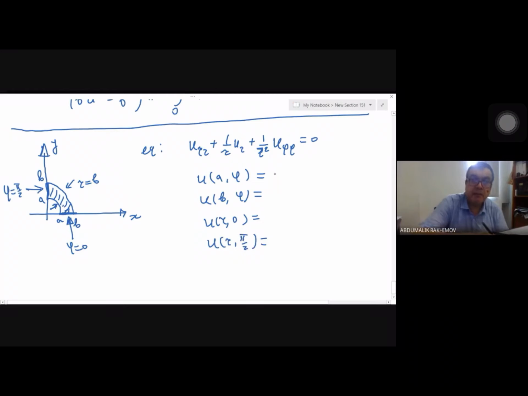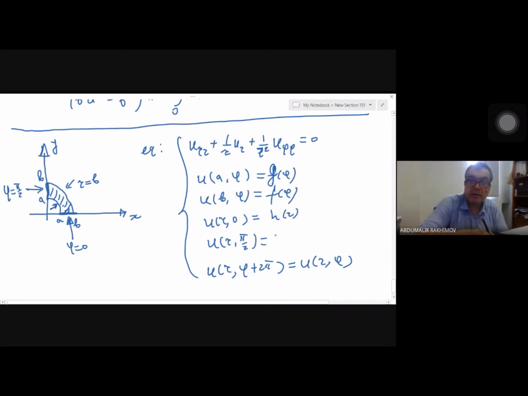So this must be a function of phi, this must be a function of phi, this must be a function of R, and this must be a function of R, right? Then it must also be periodic, U(R, phi plus 2 pi) must be periodic. So this is our problem, right? I'm not writing what it is equal to. It can be anything, F(phi) or G(phi), or functions of R. So we have 4 non-zero boundary conditions.